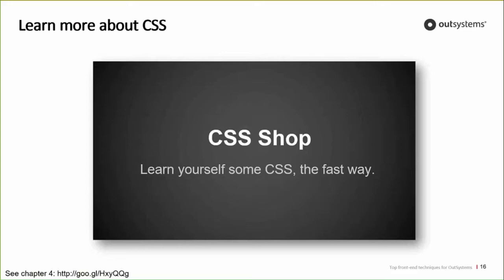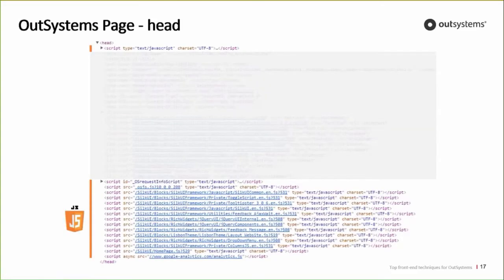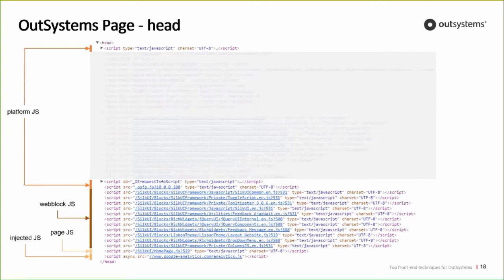Moving forward in the head, we have the JavaScript. The JavaScript, just like the CSS, we have JavaScript that comes from the platform, and it's these three. Then we have the JavaScript that we add in the web blocks, or the JavaScript that is added to the patterns or blocks that we are consuming. And finally, we have the page JavaScript. We can also have JavaScript that was injected.